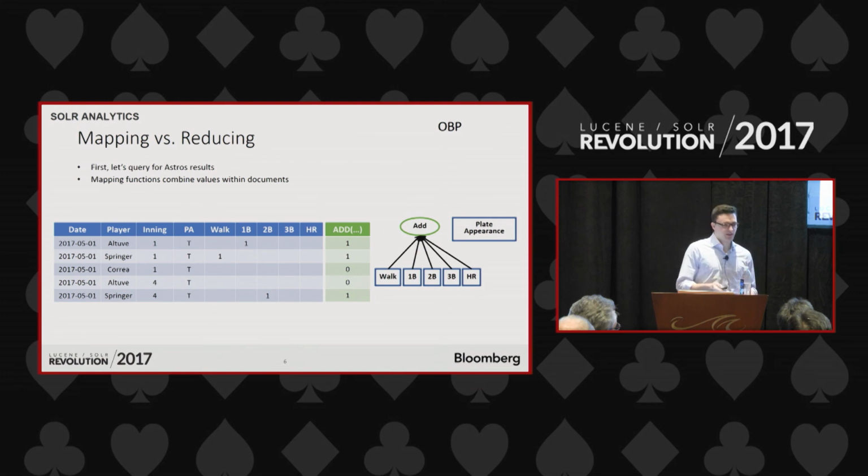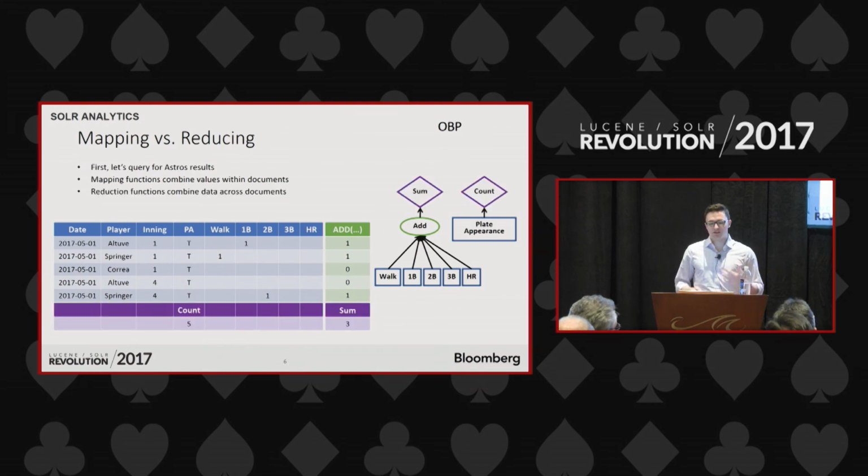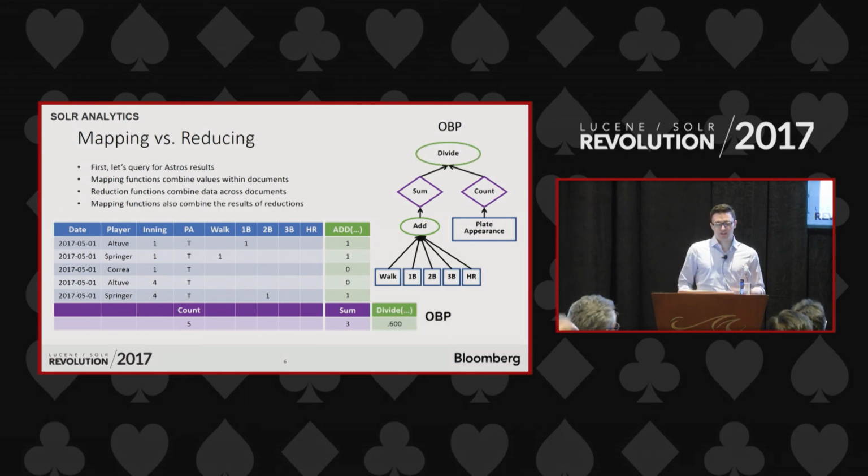And once the mapping has been done, obviously we go into the reduction phase. Reduction allows us to combine all of the mapping and field data over the entire result set. So we take the sum of the entire addition mapping function and the count of the plate appearances. Once the reduction has been done, we can perform additional mapping functions. And since we only have one reduction result per reduction function, we just map those two together, divide them, and find our overall on-base percentage of 600.